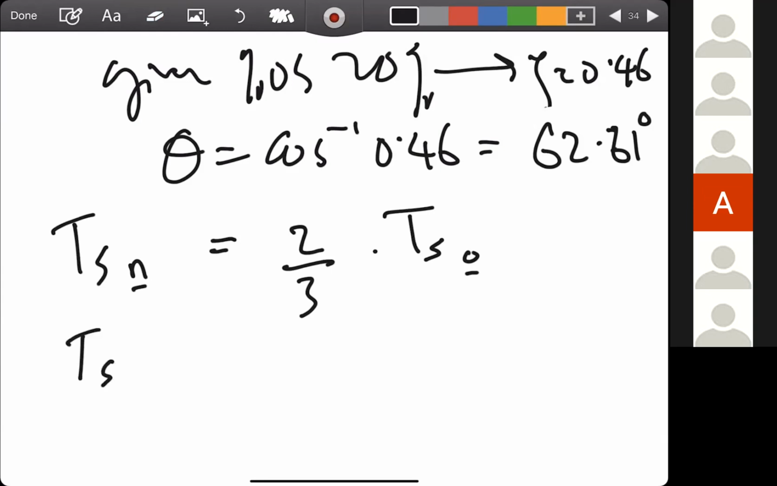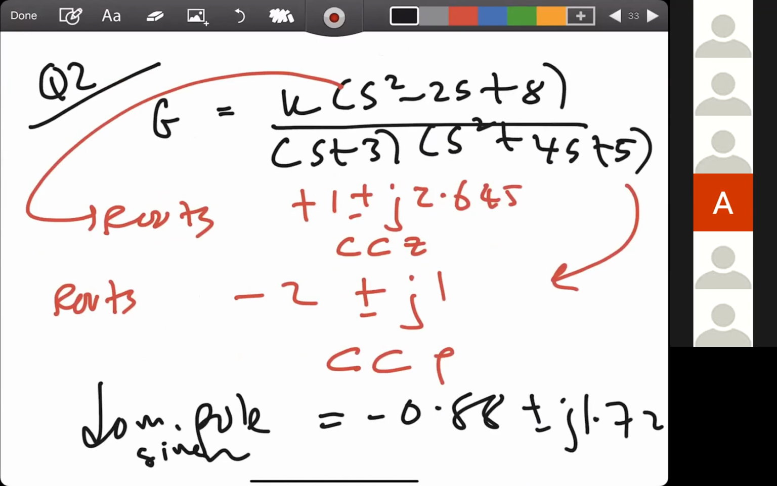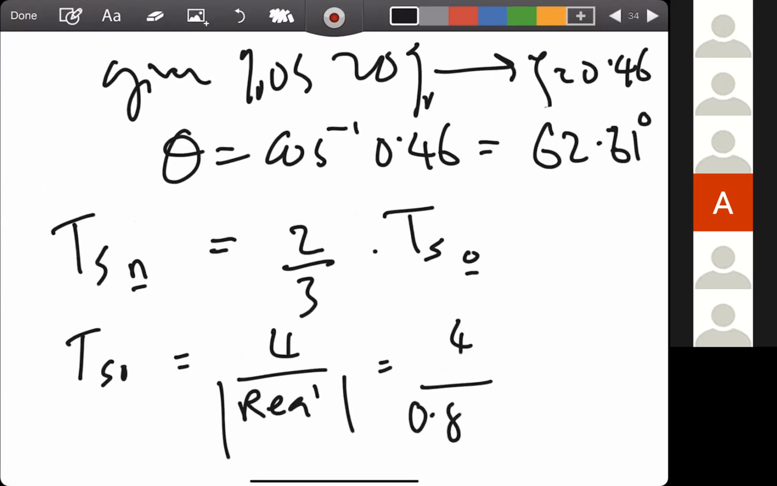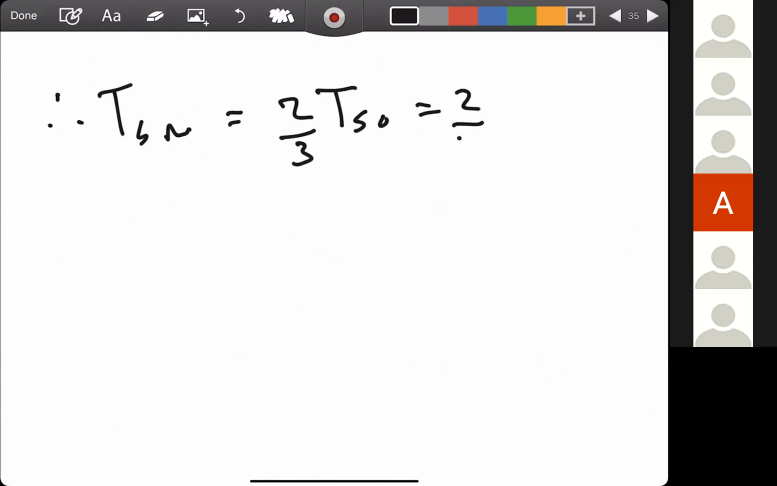But TSO is 4 divided by the real part, which here is 0.88. That's why TS new is 2/3 of TSO, which is 4.55.